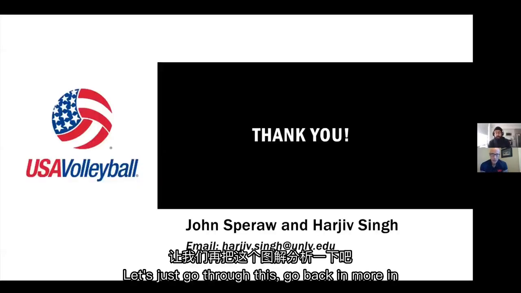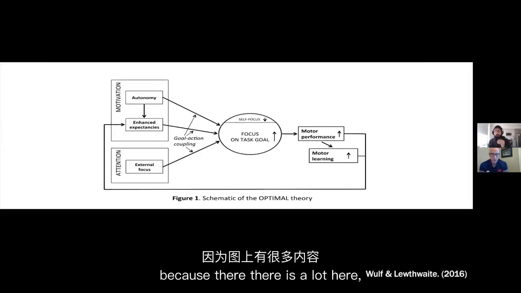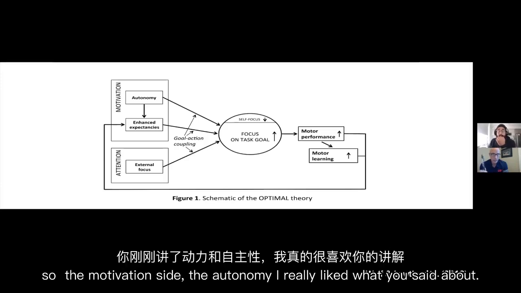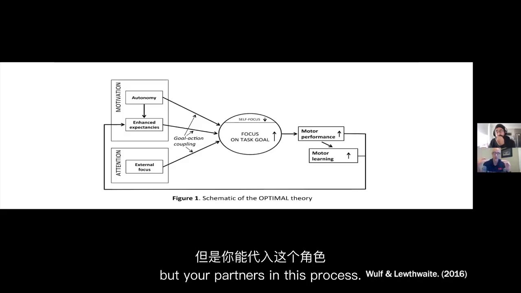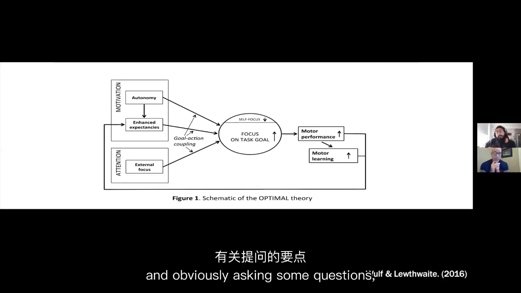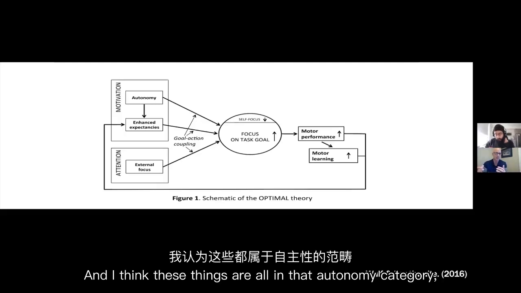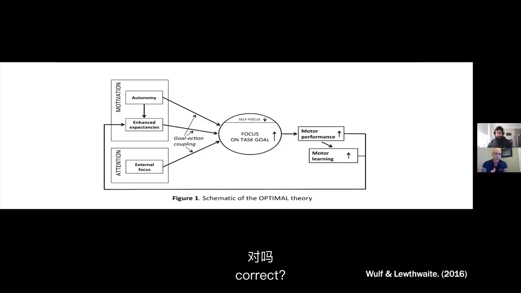Let's just go through this. Go back a little more. So just to go through this, because there is a lot here. We talked about the motivation side, the autonomy. I really liked what you said about how you view yourself not as a coach and a player, but as partners in this process of learning. And obviously asking some questions, like when do you want feedback? I think these things are all in that autonomy category, correct? Yep.